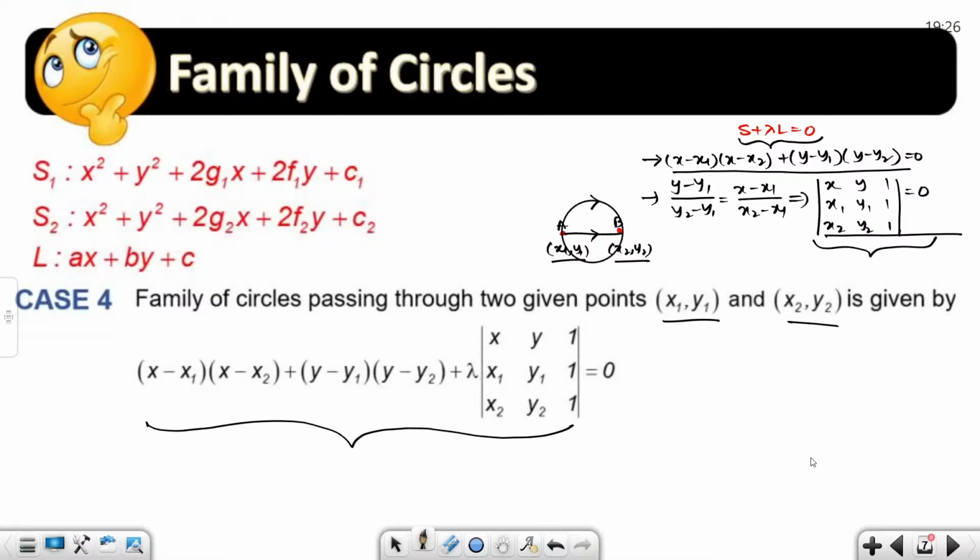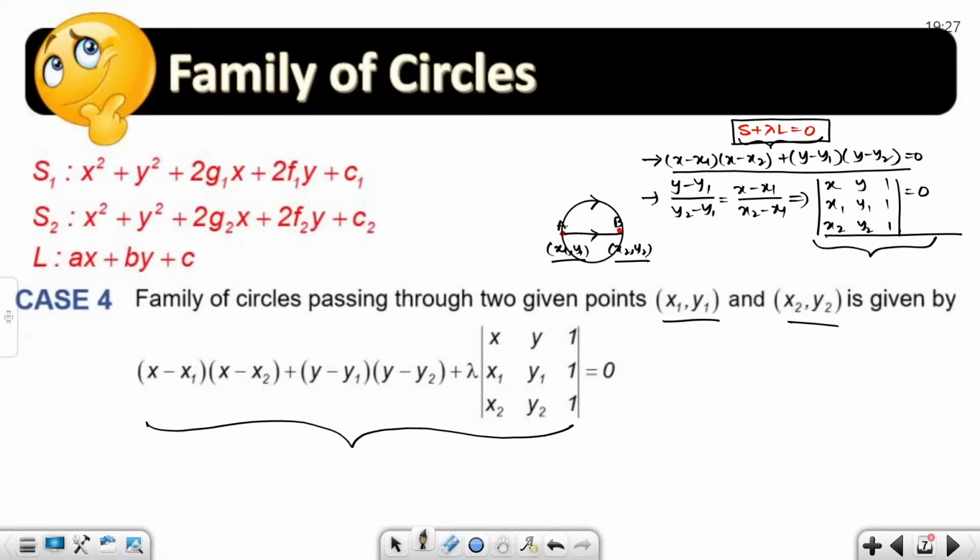Now in the fourth and the fifth, there are no such conditions. I mean, a circle and a line are not given to us. So what we have done, we have forcefully created a circle and a line. Every time you should remember that: you have to create a circle and you have to create a line. The moment you have a circle, let us say S equals to 0, and the line, let us say L equals to 0, we will simply write the equation of the family of circles as S plus lambda L equals to 0.